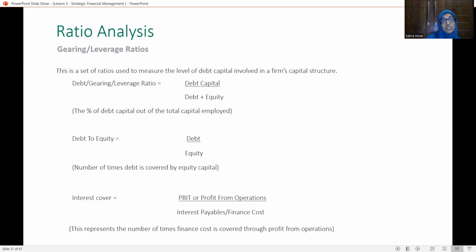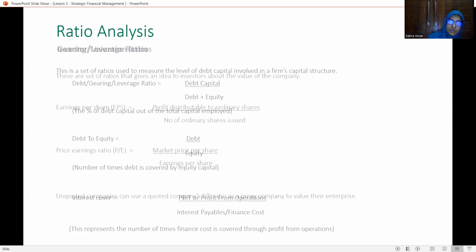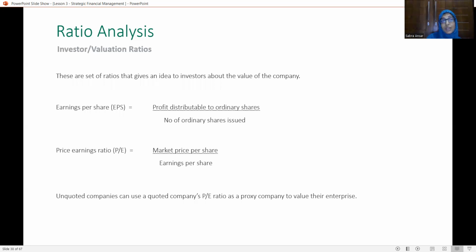Then we will be moving towards something called interest cover. So basically PBIT, or the profit from operations, will be divided by interest payable or the finance, where it would represent the number of times the finance is covered through the profit from the operation. So here, profit before interest and tax, or the profit which we get from the operation, will be calculated based on the interest payable to understand this. Then we will be moving towards the investor valuation ratio as well, as you can see here.